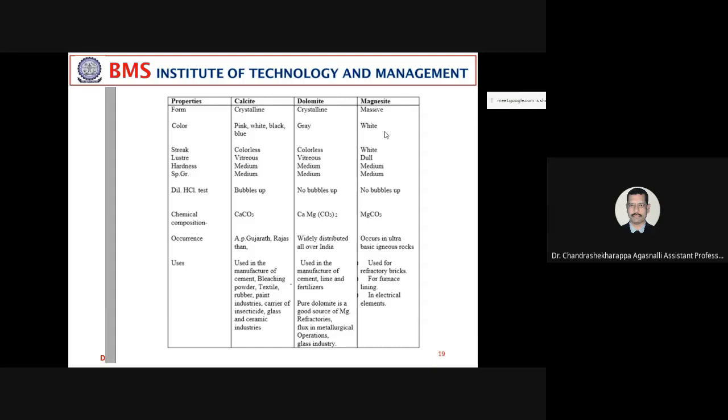And the uses: where are we using magnesite? Generally we use it for manufacturing refractory bricks, for furnace lining, and even in electrical elements. Furnace lining and refractory bricks are used in cement manufacturing and steel manufacturing industries. In steel manufacturing we call it a blast furnace, and in cement manufacturing the processing unit is called a kiln. Inside the kiln, they coat it with a refractory brick lining, a furnace lining. That reduces the heat, because in the kiln the temperature is more than 1000 degrees during the processing of the cement.